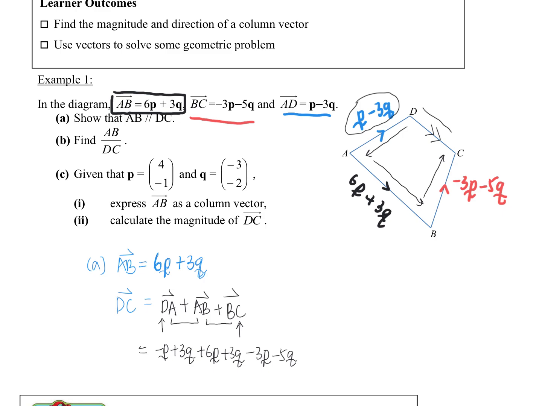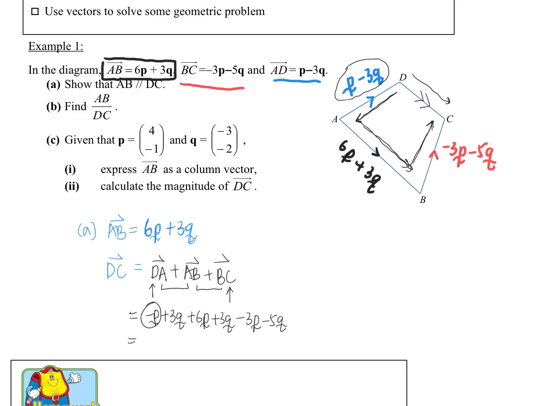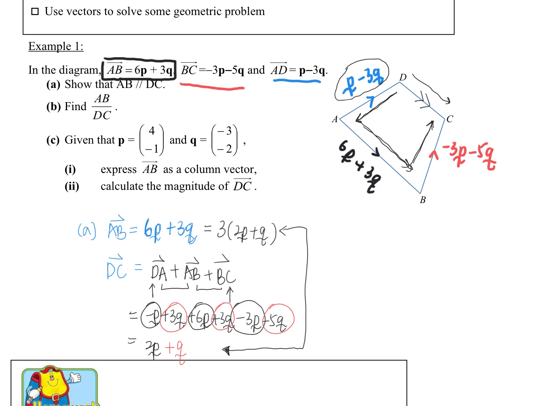Because to move from D to C, I need to move from D to A to B, and then B to C. It's another route to get there. So to find the answer, all the P's together give 2P left. All the Q's left 1Q. So this is the vector DC. But can you see that if I take out 3, I get 2P plus Q also? Can I express these two as a ratio of each other? Can I relate these two together?